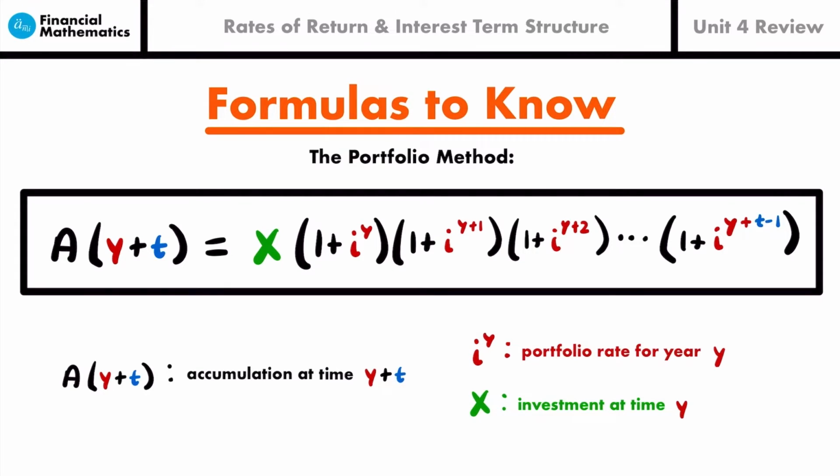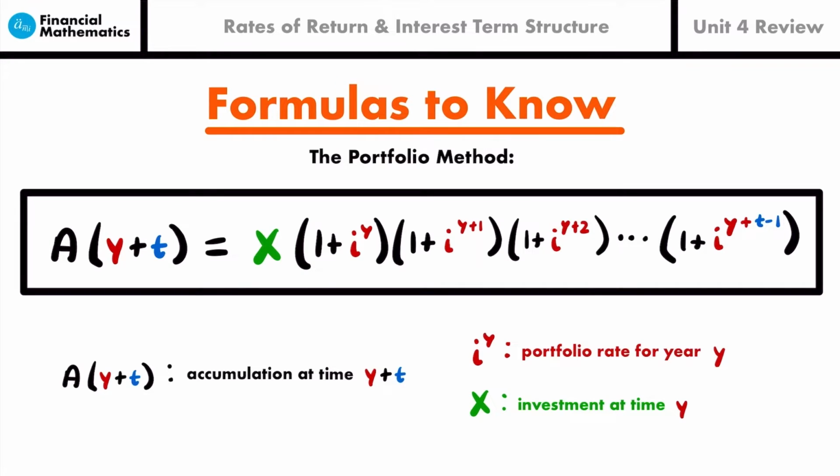And we represent those portfolio rates with I and a superscript of Y, where Y is the year for that portfolio rate. And so typically what we do with these portfolio rates is we accumulate an investment over time where each of those portfolio rates is only used for 1 year, right? So if we want to accumulate an investment from year Y to a T number of years in the future.